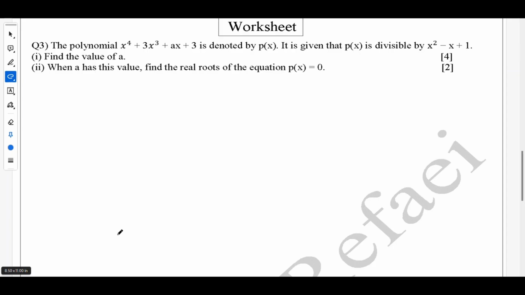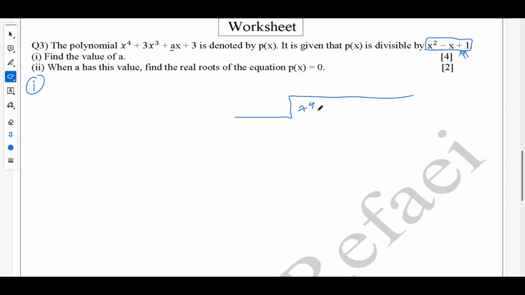If I think carefully, I can't get a root from x squared minus x plus 1. This cannot be factorized. So I can't use the factor theorem to get a root or a factor. According to that, I'm going to use the long division method in order to find the value of a.